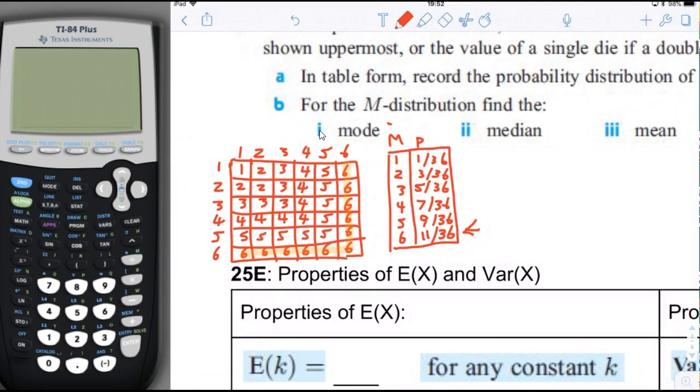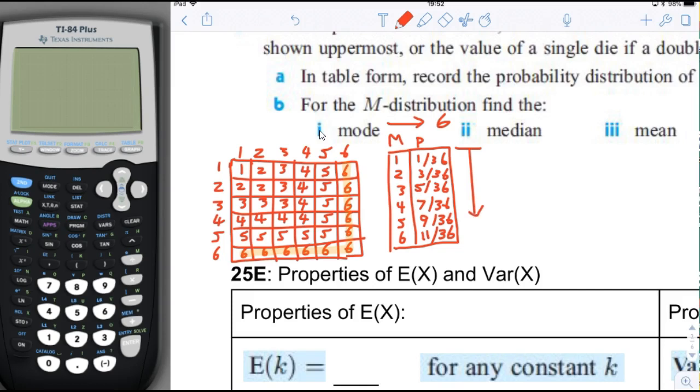So my mode is 6. What's the median? Okay, the median is when you have half of the data above and half the data below. Well, how many occurrences total? 36. What's half the occurrences? 18. So if I count from the top down and try to find out where 18 of the 36 occurs, it would be, I think, about here.